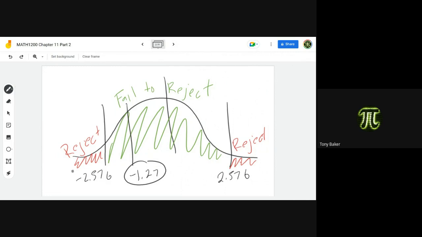So remember, these numbers down here can be directly translated into a confidence interval that we know it's somewhere between those values. Okay. Anybody remember how to do that?